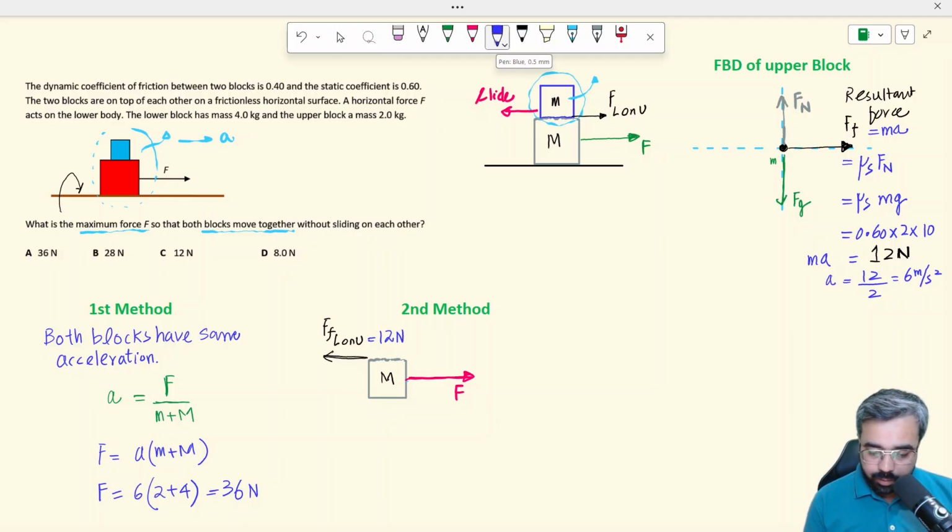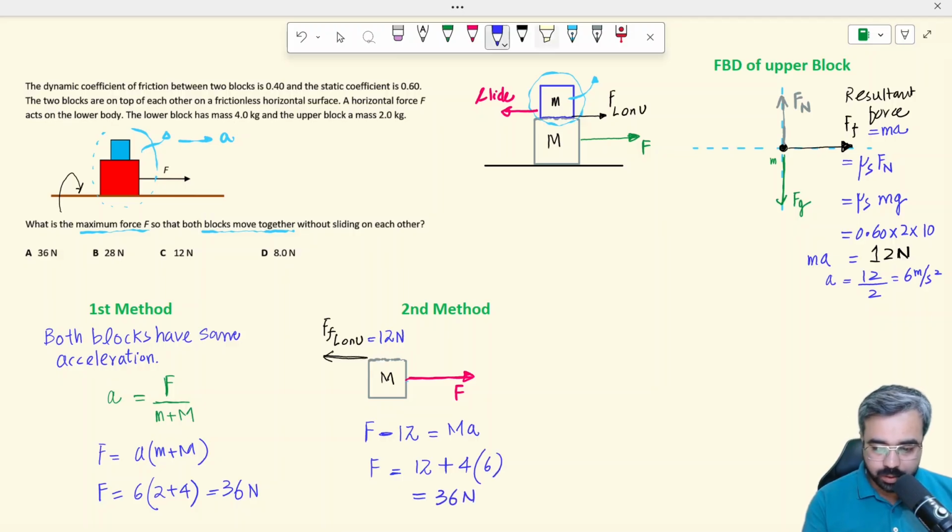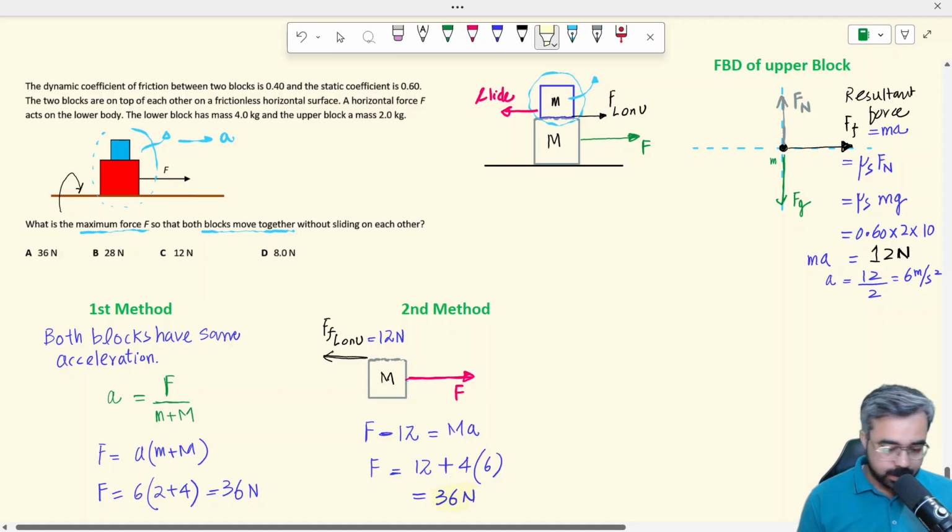Now if we apply Newton's second law, which says that net force equals ma, what is the net force? F minus 12 is the net force, equal to big M times a. So F equals 12, if you add 12 on both sides, plus the larger mass, 4 kg, times the acceleration, 6. So we get the same answer, 36 newtons. So that's why the right answer is option A.